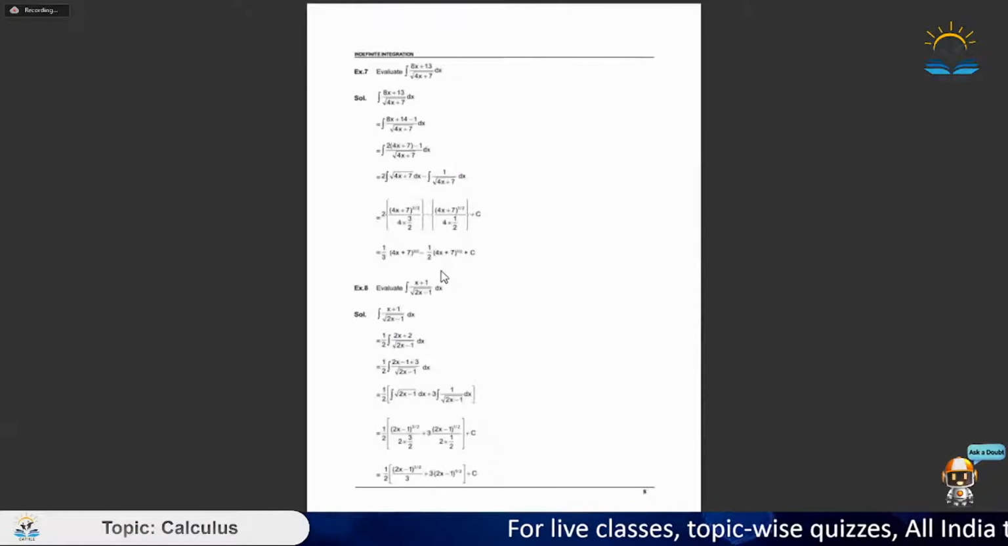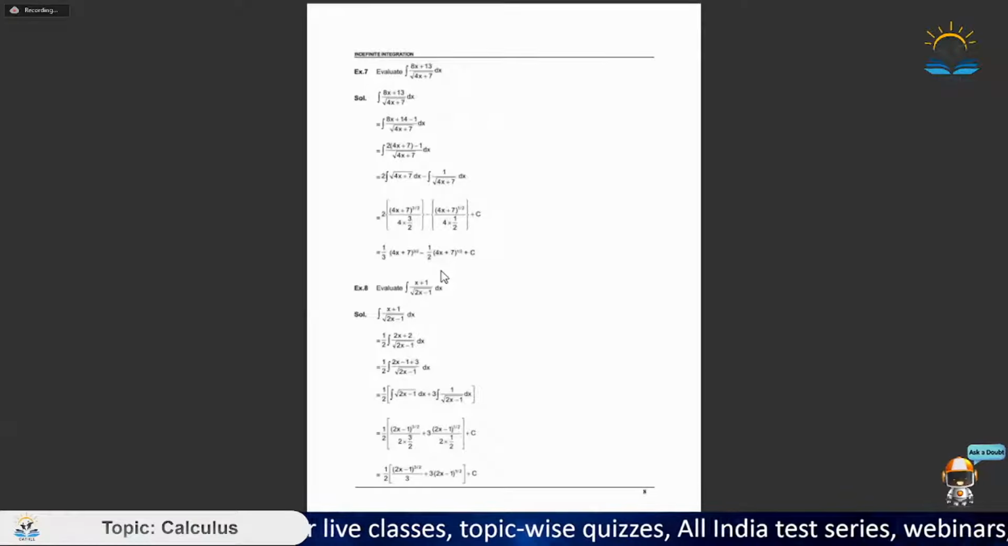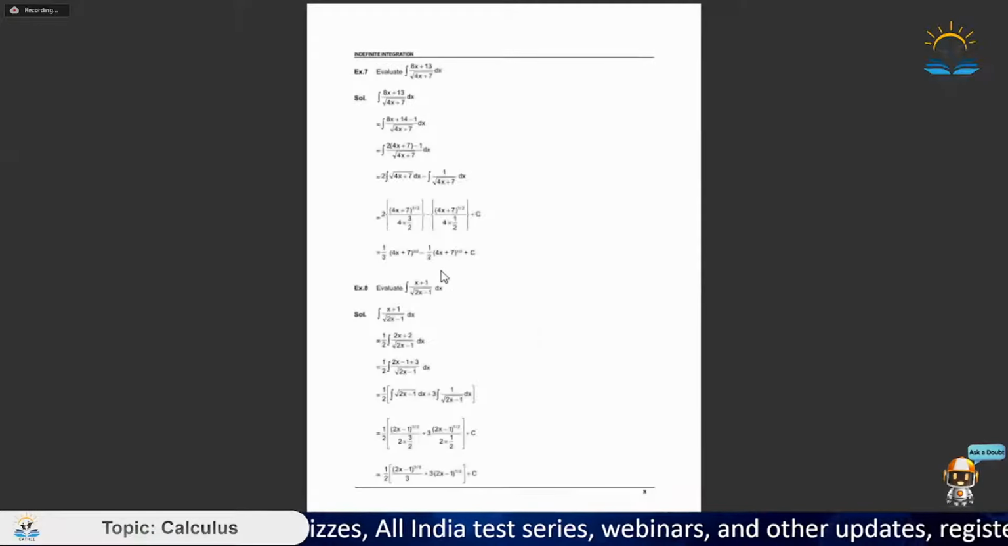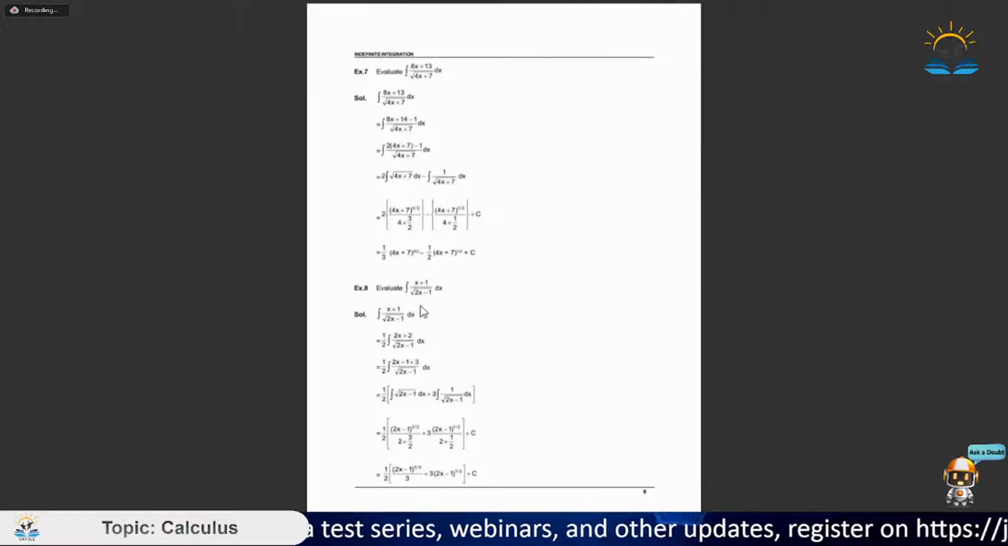This was integration by substitution, when we substitute x by a linear function in x. Okay, let us move forward. This is also a simple example. It is an example like this.